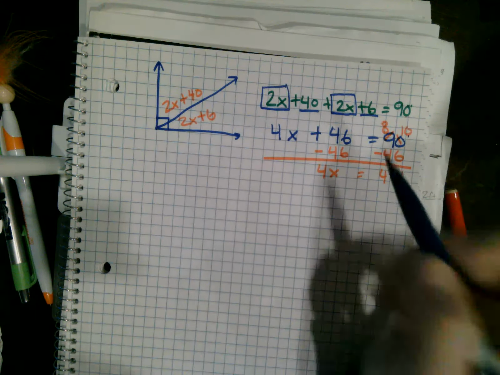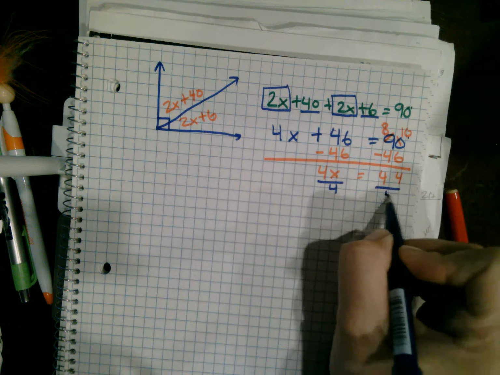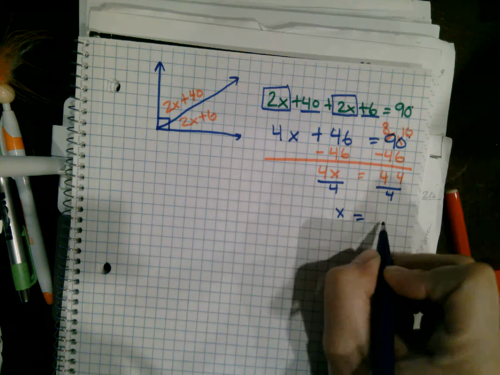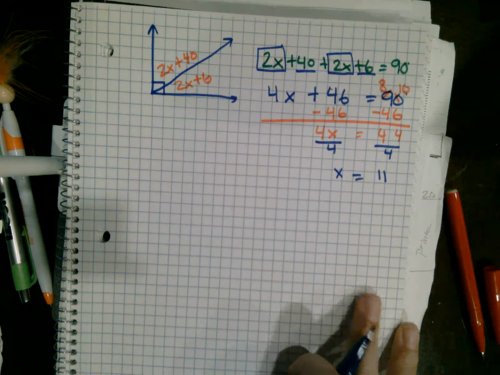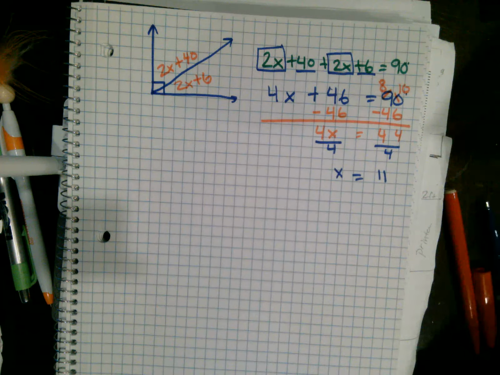Yay, it worked. So we're going to divide by 4, divide by 4. In this problem, x is equal to 11. Okay? Let's try to do one more.